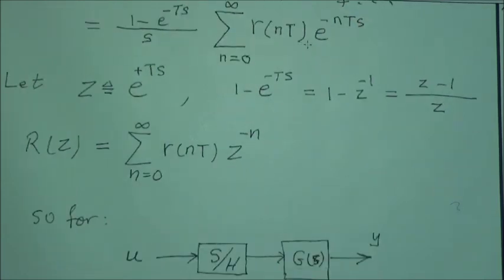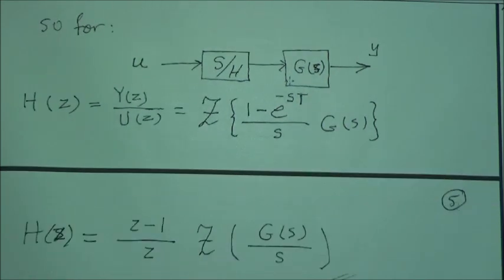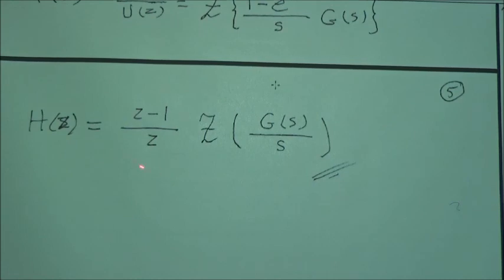So now you have the same situation I showed you in the book. You have a sample and hold, preceding it an analog plant. So the output, y over the input, is going to be the z-transform of this term. But we already know e to the minus sT is equal to z. So that term comes out, and what is left is the z-transform of G of s over s.